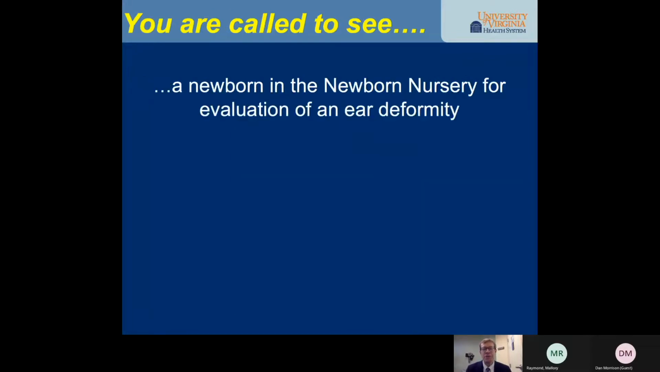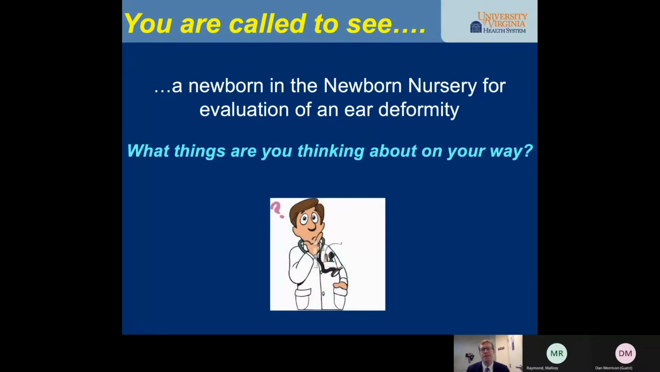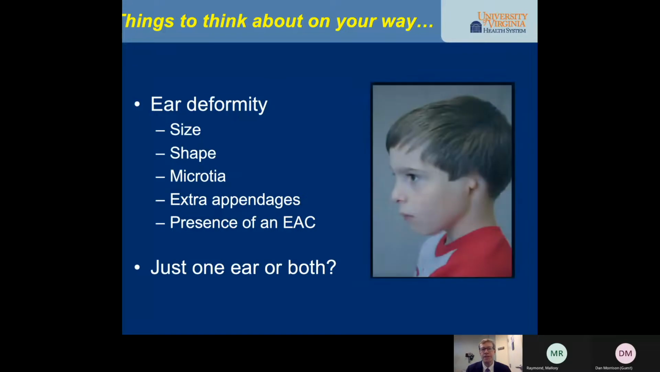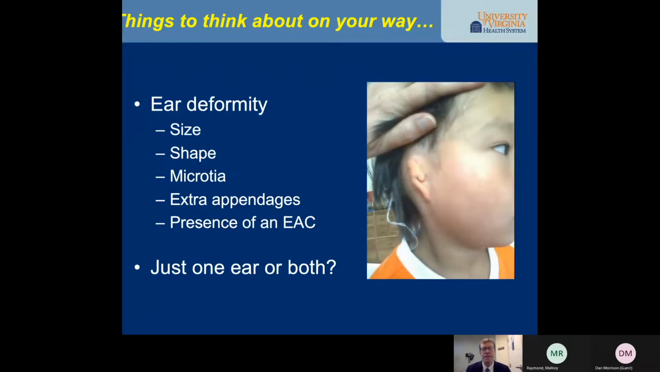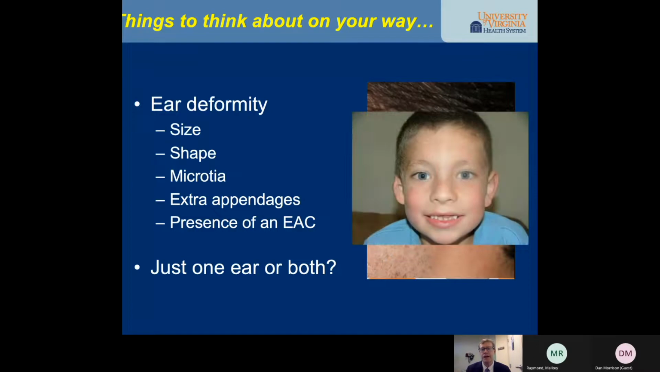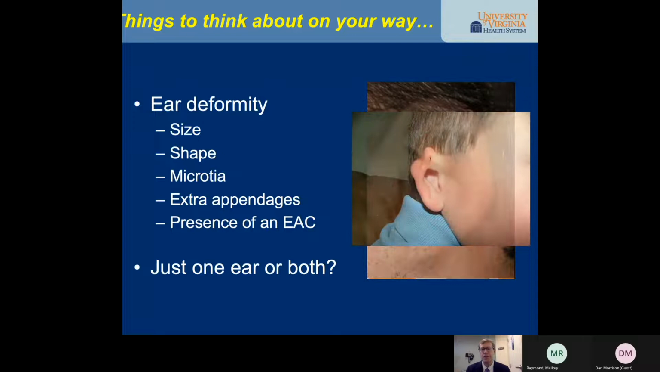So you're called to see a newborn in the newborn nursery for evaluation of an ear deformity. What are the things that you're thinking about on your way? We want to know the size of the ear deformity, the shape, is there microtia, extra appendages, is there an ear canal, is it in just one ear or both? Ears come in lots of different sizes and shapes: cup ear deformities, lop ear deformities, grade 1, 2, 3, microtia, even anotia.